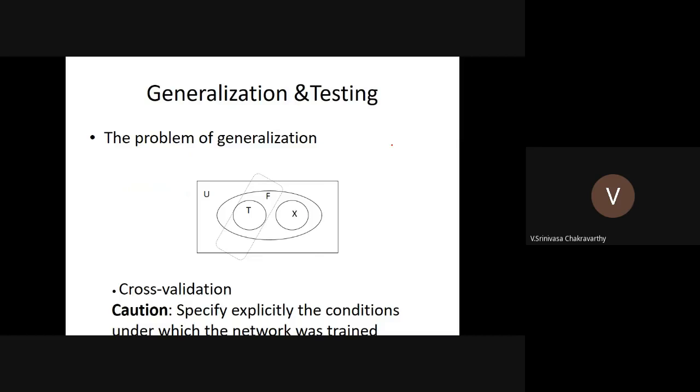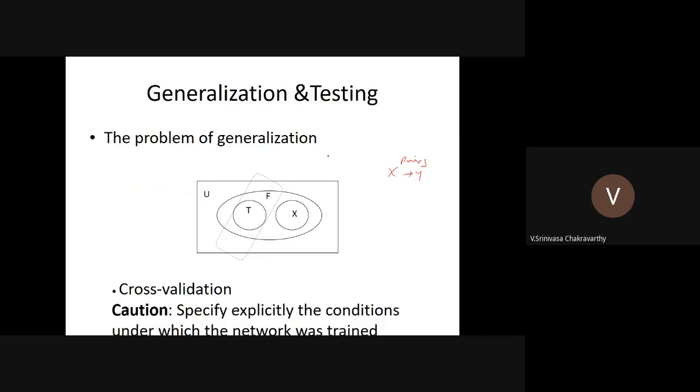It will always do well on the training set given a network that is large enough, but ultimately the real test is how it performs on a test set. So to understand that, let us look at this kind of a Venn diagram. U represents the universal set of all possible training pairs, all possible input-output XY pairs.